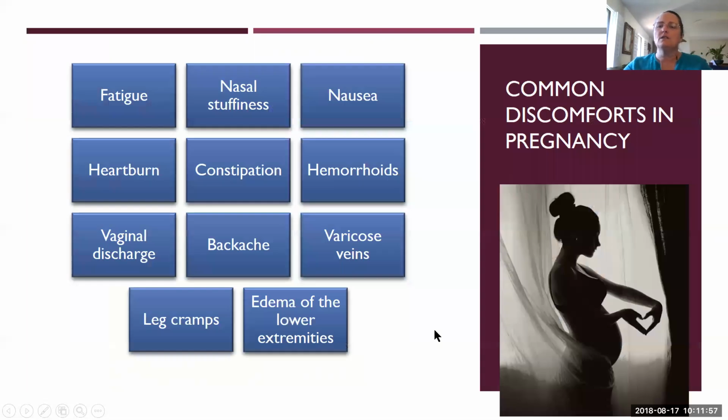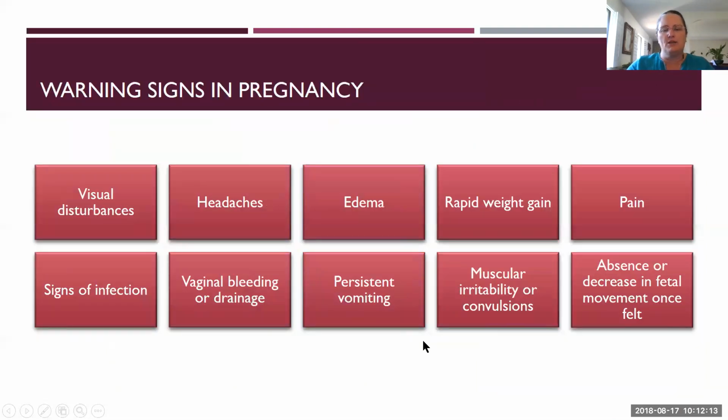So other common discomforts that we see in pregnancy, all of these are common discomforts. We try to tell women that these are to be expected. We're not concerned about these. I'm going to let you pause the video and spend some time looking at those. You can also read about them in your book. But I want to spend some time here.